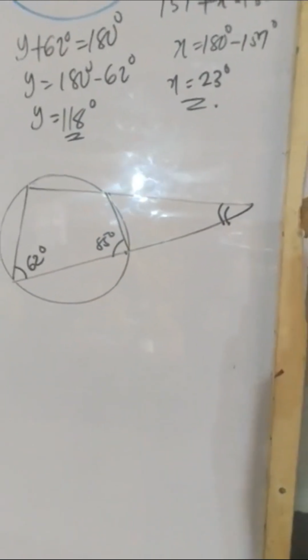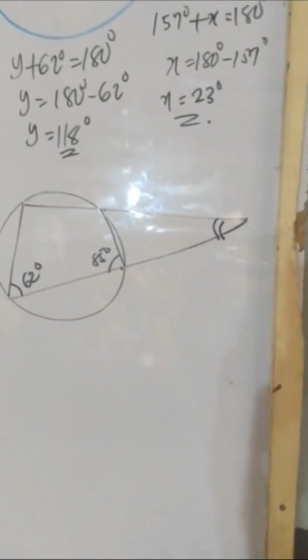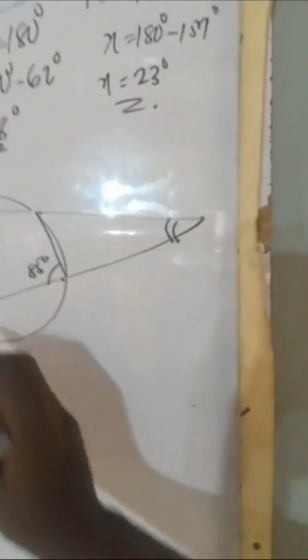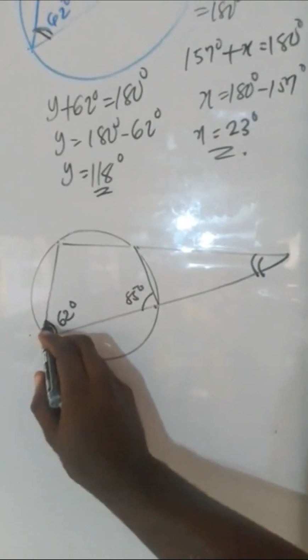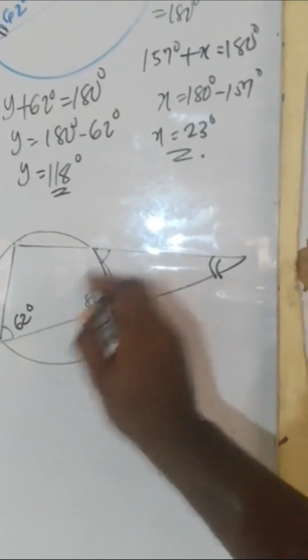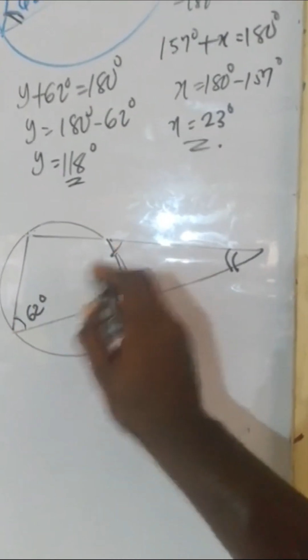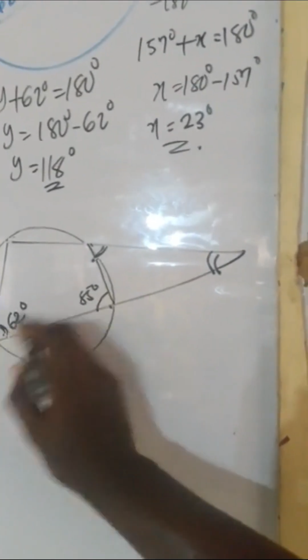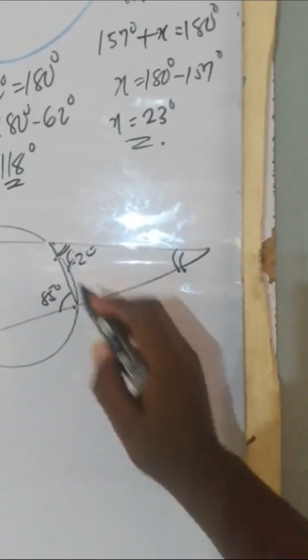Another way of solving this question is to apply one of the theorems related to cyclic quadrilateral. Exterior angle of a cyclic quadrilateral equals the opposite interior. This angle and this angle are the same. Exterior angle equals opposite interior. So if this angle is 62, this angle is also what? Then this is what we are looking for.